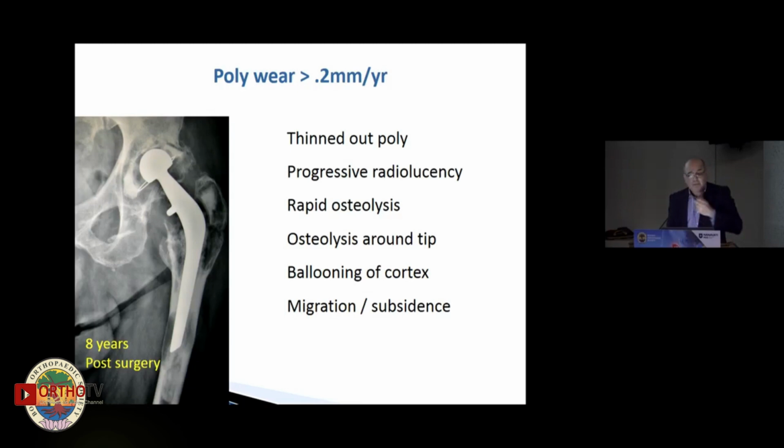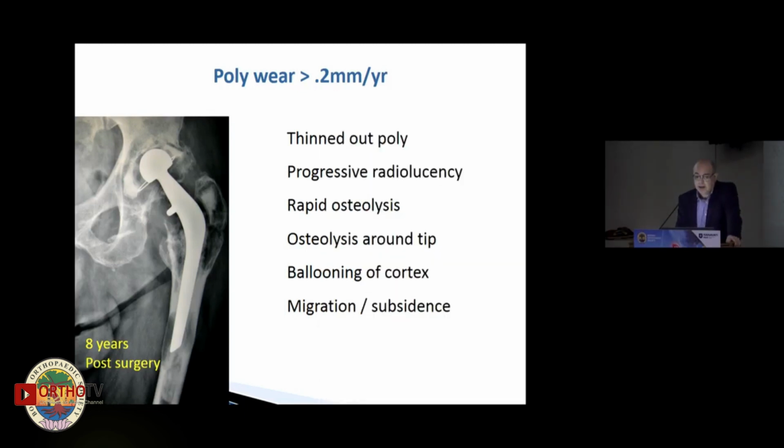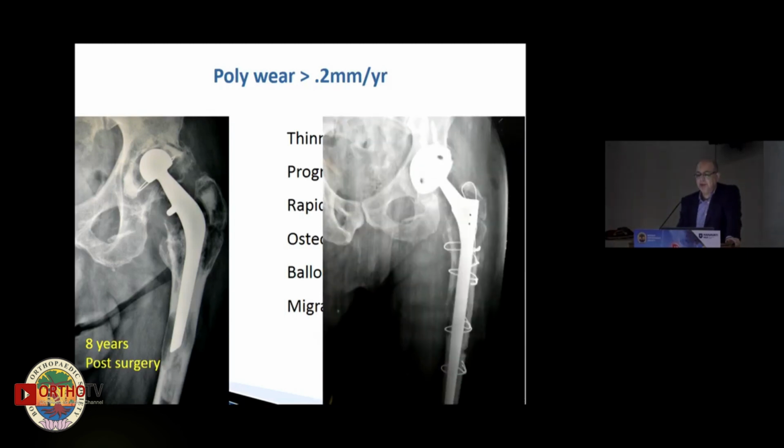Now, what happens if your linear polywear is more than 0.2 millimeters a year? You know that you have catastrophic osteolysis and rapid failure. So in this case, the triad stem just 8 years post-surgery, and see what you've got. Absolutely thinned out poly, progressive radiolucency. There's osteolysis all along the femur, including the tip, because the particles get pumped there. And you have thinning of the cortex and ballooning of the cortex. And here you need to do a revision. We are not really going into the details of how and when the revision, how you do that.